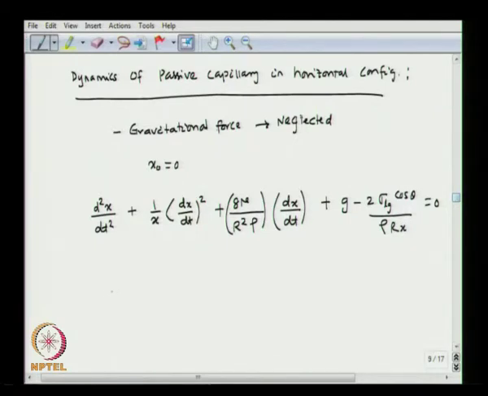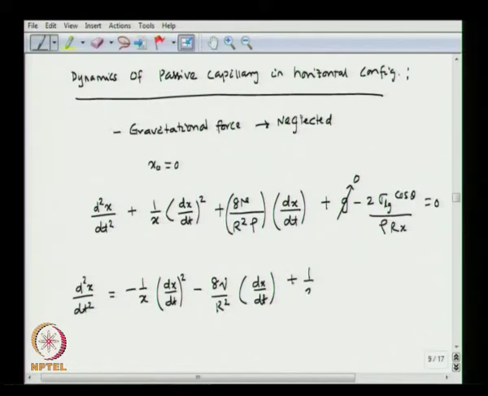Now, we can drop off the gravitational force. So, we can write d square x over dt square as minus 1 over x dx over dt square minus 8 nu over r square into dx over dt plus 1 over x 2 sigma L g cos theta divided by rho r is going to be 0. Okay.